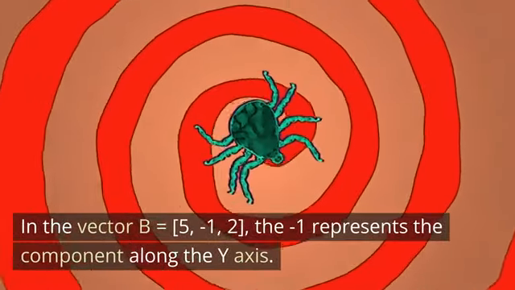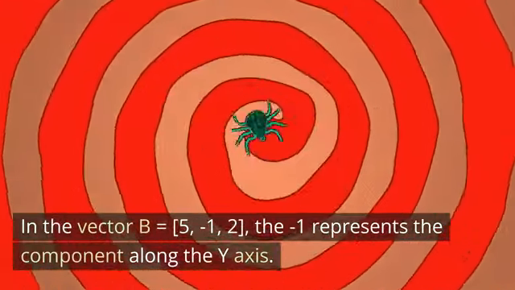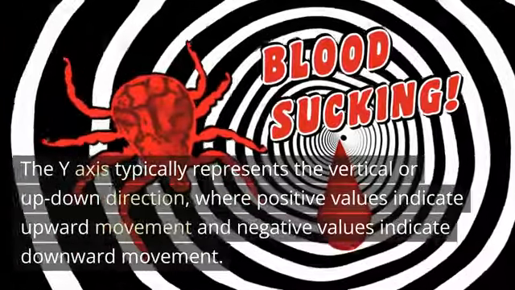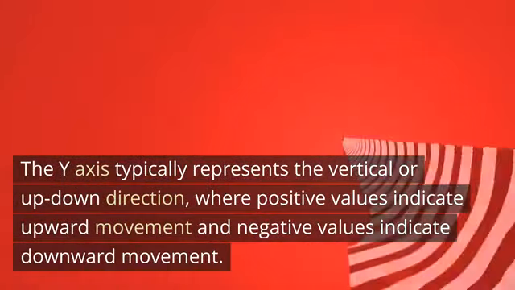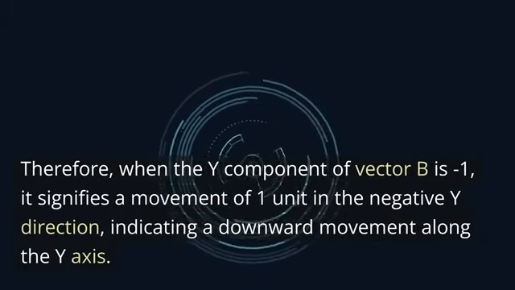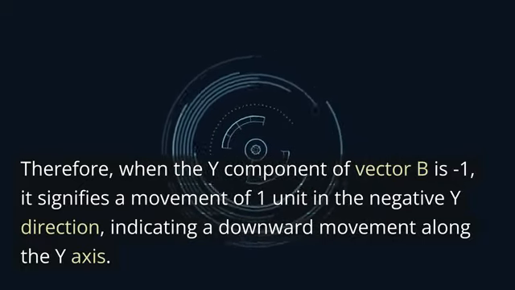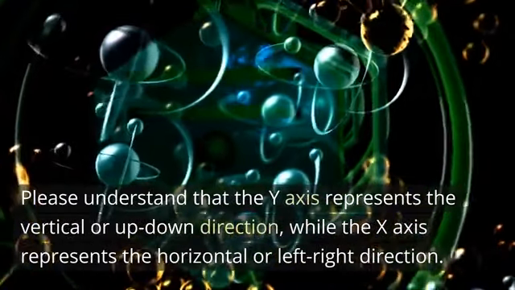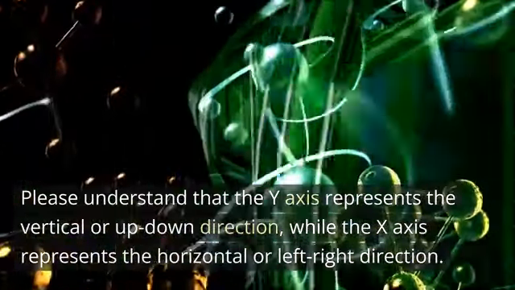In the vector B equals (5, -1, 2), the -1 represents the component along the y-axis. The y-axis typically represents the vertical or up-down direction, where positive values indicate upward movement and negative values indicate downward movement. Therefore, when the y component of vector B is -1, it signifies a movement of 1 unit in the negative y direction, indicating a downward movement along the y-axis. Please understand that the y-axis represents the vertical or up-down direction, while the x-axis represents the horizontal or left-right direction.